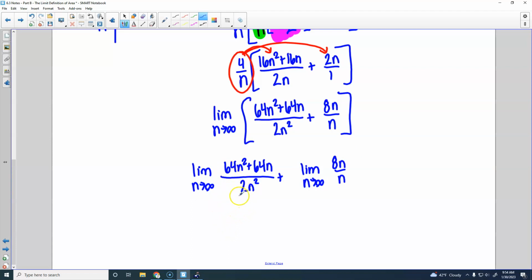So this is going to be the limit as n approaches infinity of 64n squared over 2n squared. We're going to divide our coefficients. We'll get 32 right here. And what will we get for the second part? 8. And we'll get 40 overall for that. Okay, questions?